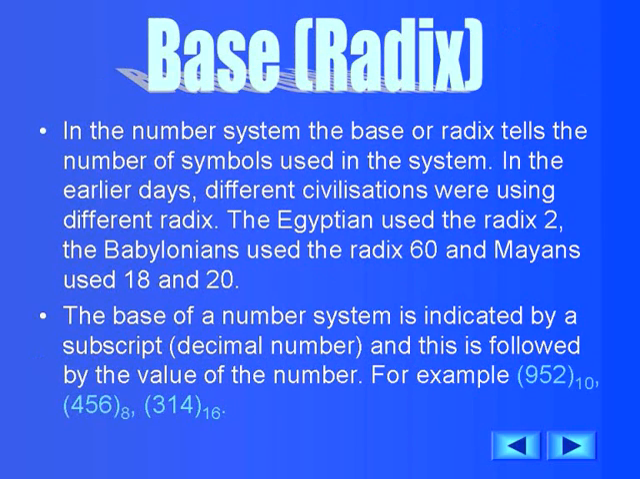Base. In the number system, the base or radix tells the number of symbols used in the system. In the earlier days, different civilizations were using different radix. The Egyptians used the radix 2, the Babylonians used the radix 60, and the Mayans used 18 and 20.